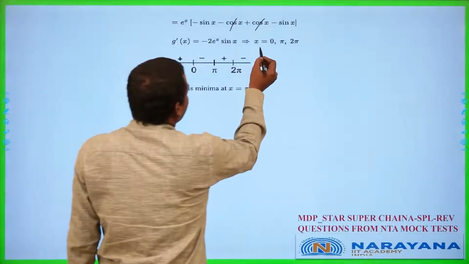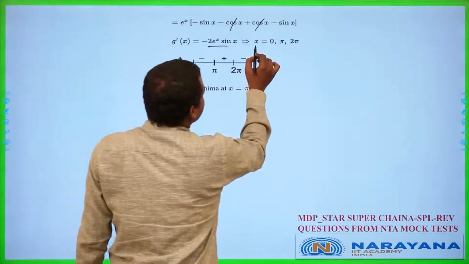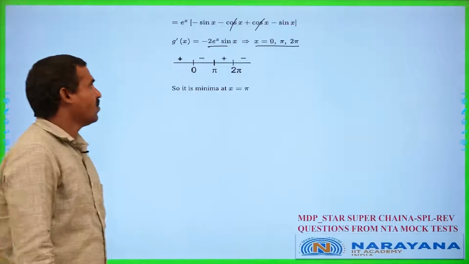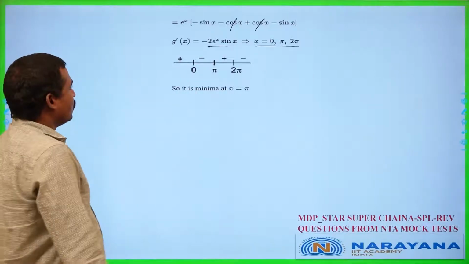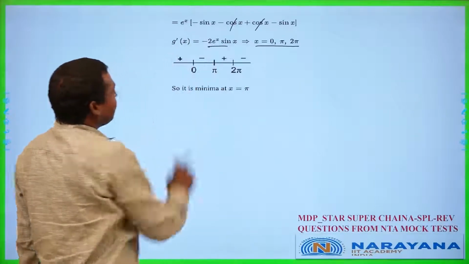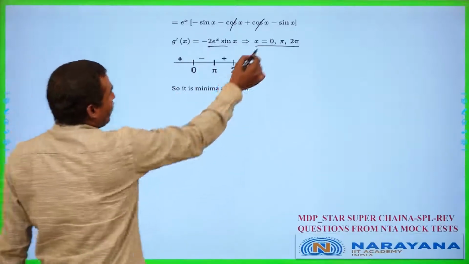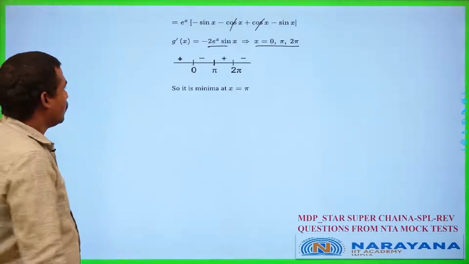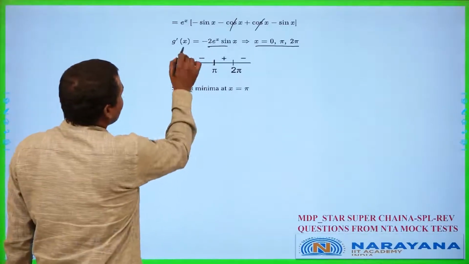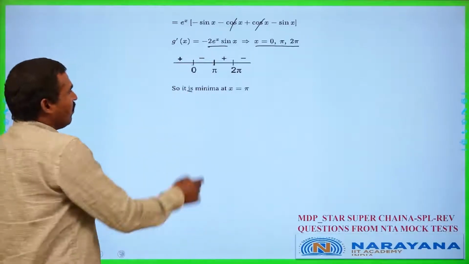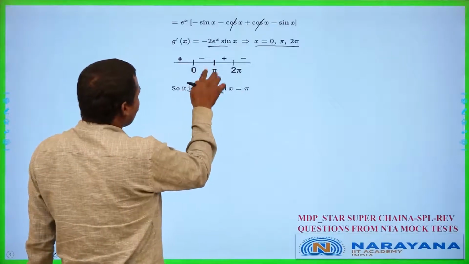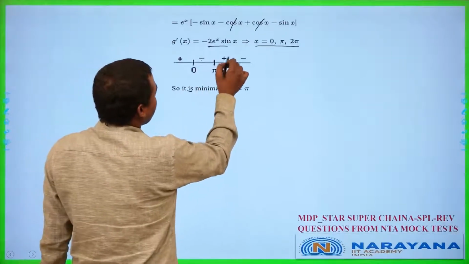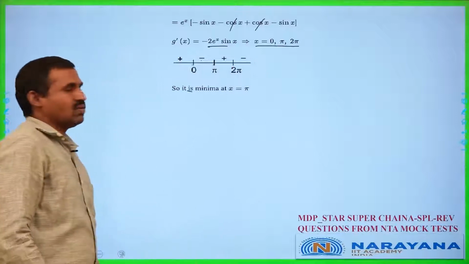That implies solutions of this one are x equal to 0, x equal to pi and x equal to 2 pi. If you take the sign changes of g dash x, the critical points are 0, pi and 2 pi. So, whenever x is less than 0, g dash x is positive, from 0 to pi it is negative, pi to 2 pi positive, and greater than 2 pi it is negative.